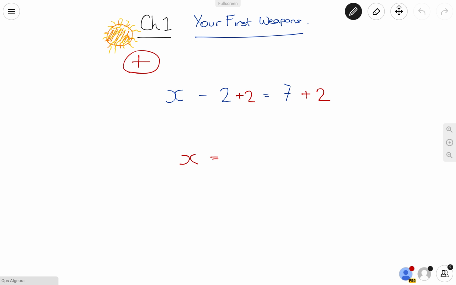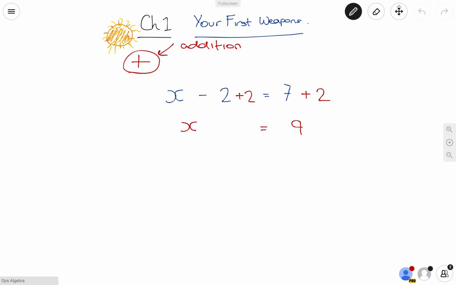All of a sudden, what does the left-hand side simplify to? Well, I've got x minus 2 plus 2. Minus 2 plus 2 is 0. Good. So I'm going to get just x plus or minus 0, which I don't have to write. I can just leave it as x. Then I've got equals, and it's 7 plus 2, so 9. And there you go. You've gone ahead and solved it for x. You found x. So how did you do that? Well, you used your first weapon, addition, okay? And you'll be using this all the time.